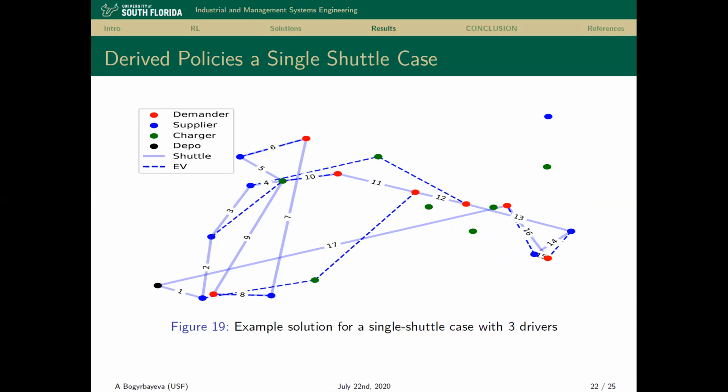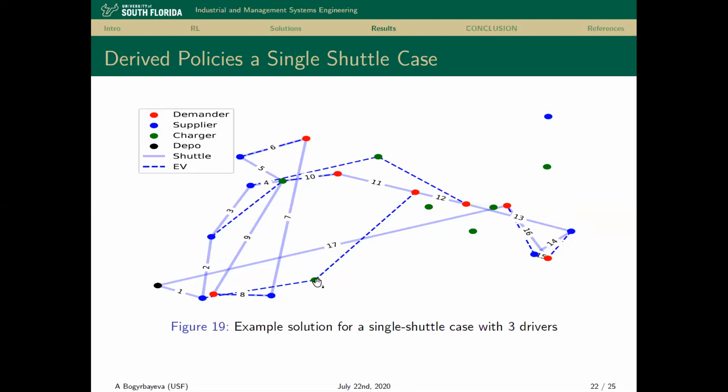But I also want to mention one thing. There are two things that we can observe. First, when we visit this first supplier node, we drop off the driver and he takes the EV to this charging station. Notice this charging station is not visited by the shuttle at all, because it allowed the driver to wait until the EV is charged, and then when the charging is done, the driver takes it directly to the demand node, and only then does the shuttle pick him up.